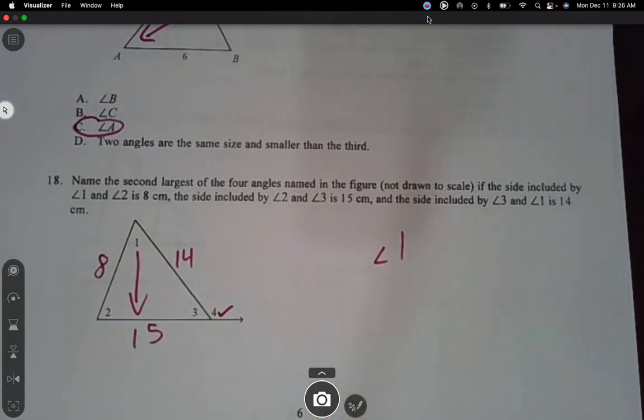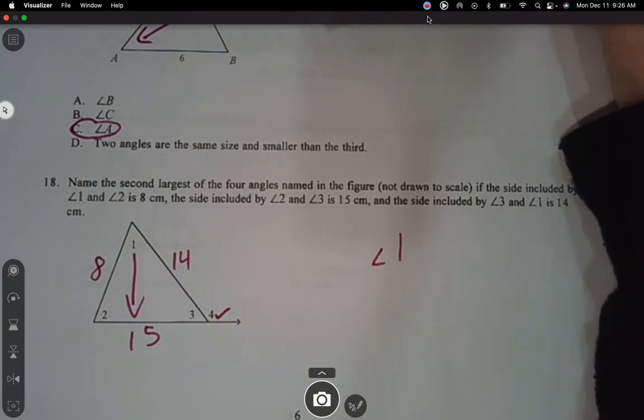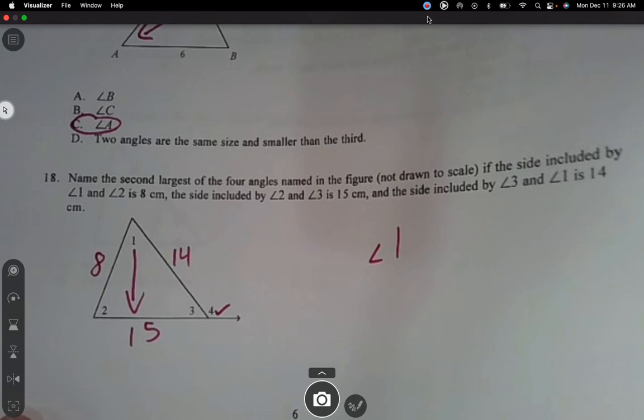Okay? All right, it's hot now. My ears are hot. Everybody good with 18? We're like flying through this, aren't we?